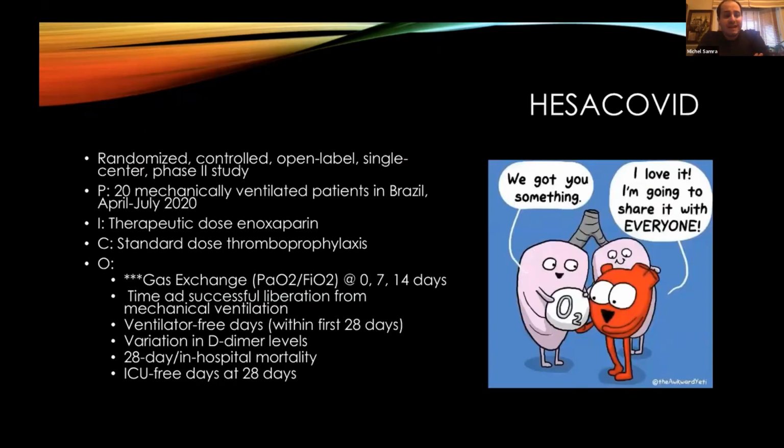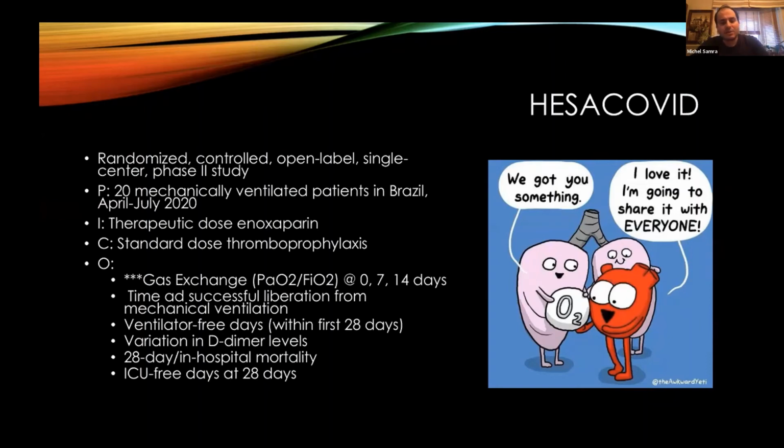So this is a randomized controlled open label single center phase 2 study. It took place in Brazil, and essentially they focused in on 20 mechanically ventilated patients from April to July of this year. Their intervention was therapeutic dose enoxaparin. They did talk about the possibility of using unfractionated heparin as well, but they didn't need to. And their control was a standard dose thromboprophylaxis group.